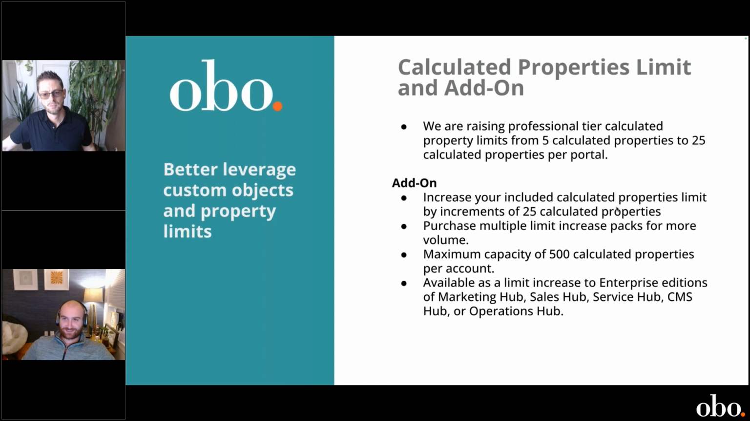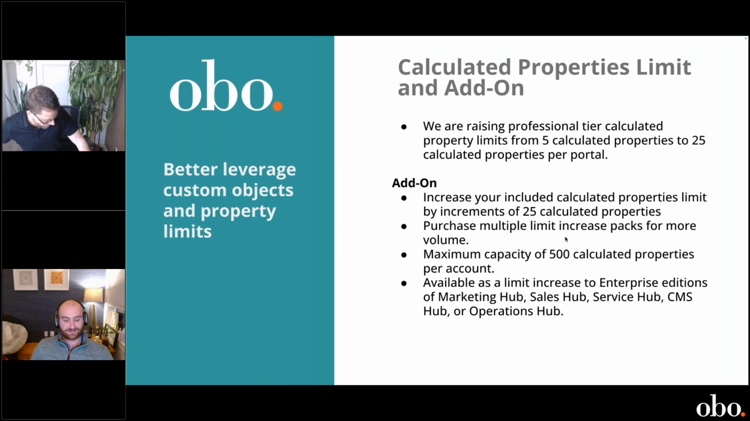And then the last add-on is calculated properties. And calculated properties in Pro tier were 5. Now by default, that's 25. So no change to your guys' current level. You just get these 20 additional calculated properties that started in January. But we also have the ability to purchase additional calculated properties for a maximum of 500 per account. And you can also purchase these in packs, so you don't have to get all the way up to the 500, obviously.